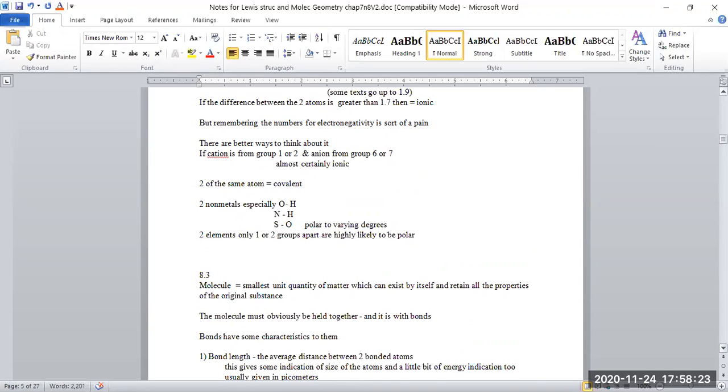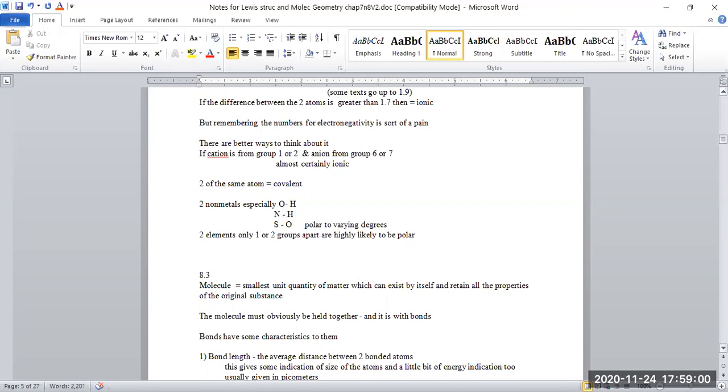Now, what if we go to the opposite end of the spectrum? Two of the same element. Well, then there's no difference in their electronegativity, so they have to be covalent. Now, there are some others that are a little more middling, especially if they involve hydrogen, because remember, hydrogen is the one that doesn't quite obey the rules. It's sitting in the middle of the table instead of off to the left-hand side.